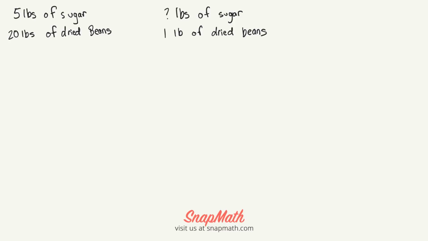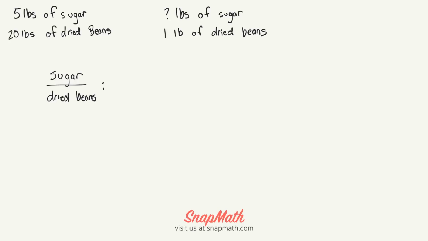So your word problem states that a recipe calls for 5 pounds of sugar for every 20 pounds of dried beans. How many pounds of sugar will be needed for 1 pound of dried beans? So this is a proportion question. And what I like to do is put sugar over dried beans.